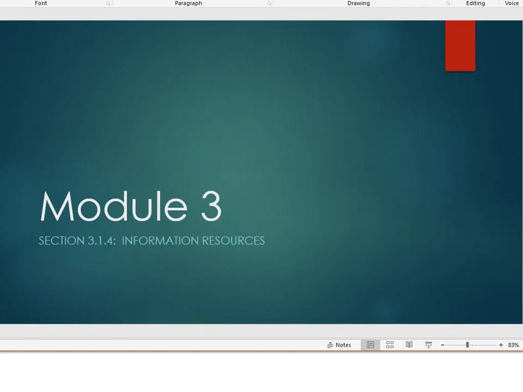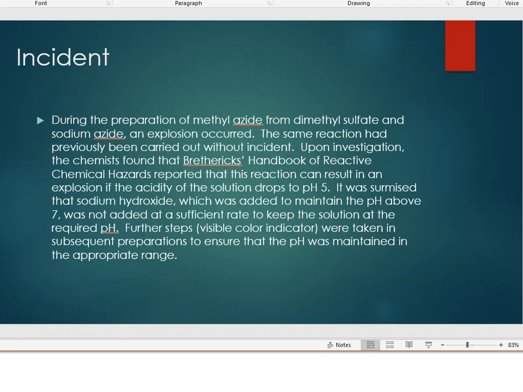So I'm going to introduce you to some publications and some online resources that could maybe help you out while you're in the laboratory. But just like before in all of the other sections, we're going to start off with an incident. So it says, during the preparation of methyl azide from dimethyl sulfate and sodium azide, an explosion occurred.